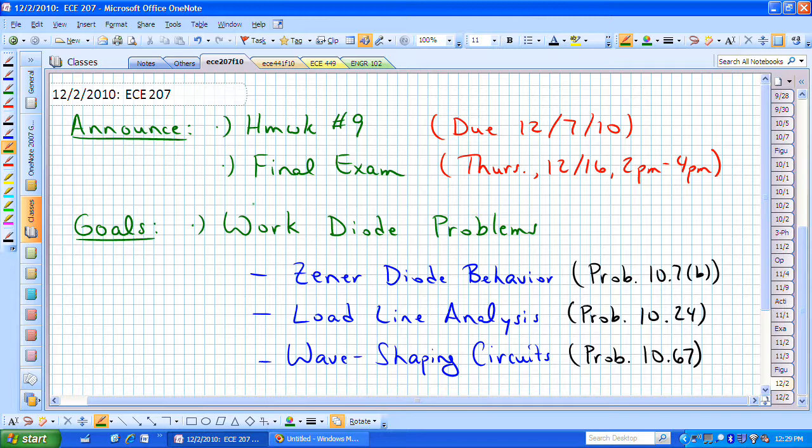I think that would be a good use of our time in this lecture to try to firm up these concepts concerning diodes relative to what we've already learned.